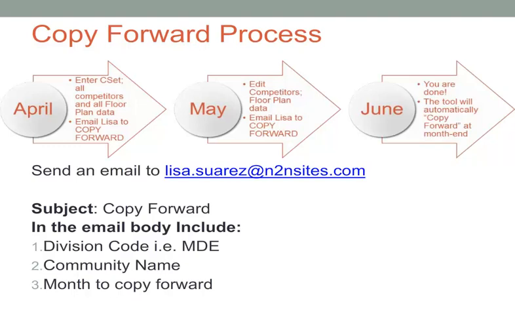Let's assume your first historic month was April. You've entered your CSET data with all your data as well as your competitors and all the floor plan data. Now you're going to email me to copy it forward. I'm going to copy it forward to May. You're going to edit that floor plan data, make any pricing changes, etc. Then you're going to email me again to copy it forward to June. Once you are caught up to the current month, the copy forward process will automatically occur at month end.